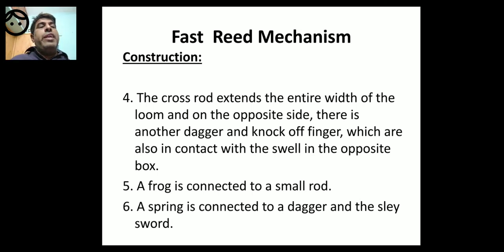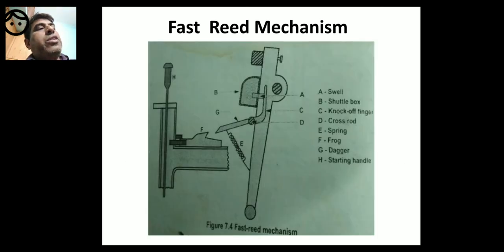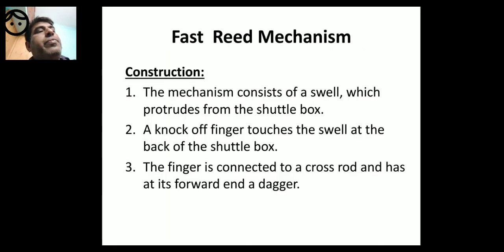A frog is connected to a small rod. A spring is connected to a dagger and the slay sword. So E is the spring in the diagram, which is connected to the dagger and slay sword.